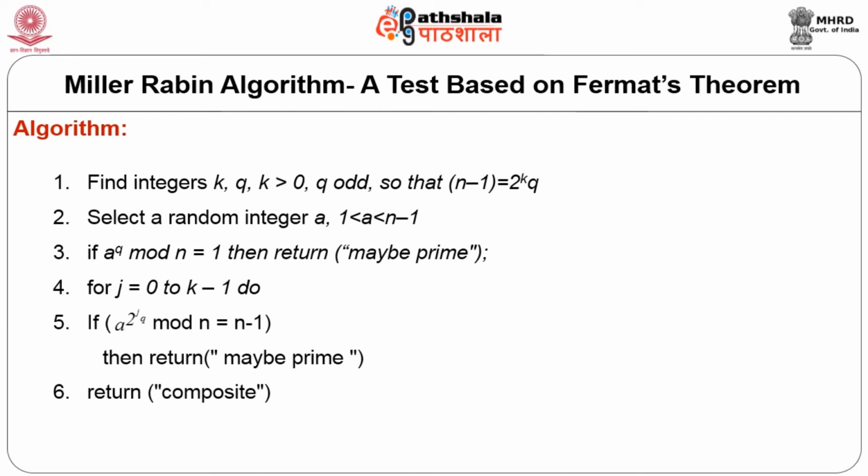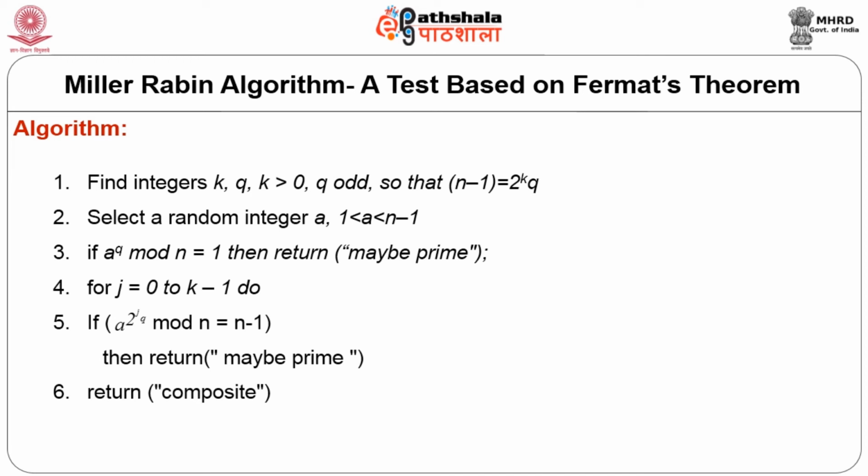Go ahead with the second step, that is, select a random integer a. That random number must always be in the range 1 < a < n minus 1, so a would start from 2 and can go up to n minus 2. The third step says you have to perform a raised to q mod n. If it comes out to be 1, then we say the number may be prime. We cannot say 100% that the number is prime, but it may be prime.